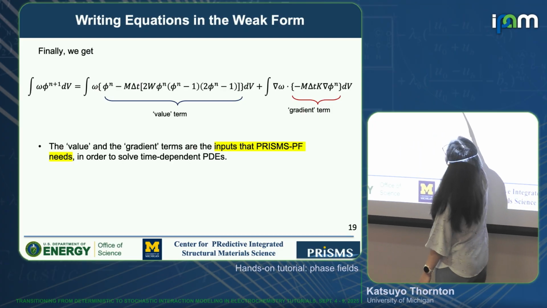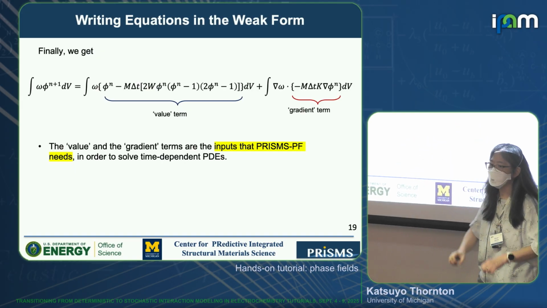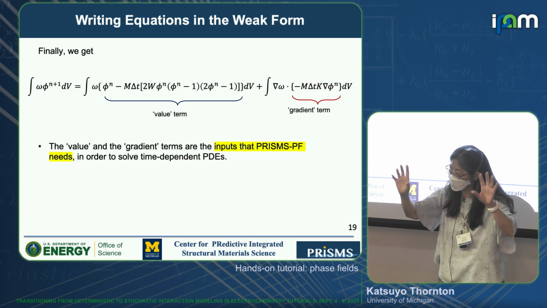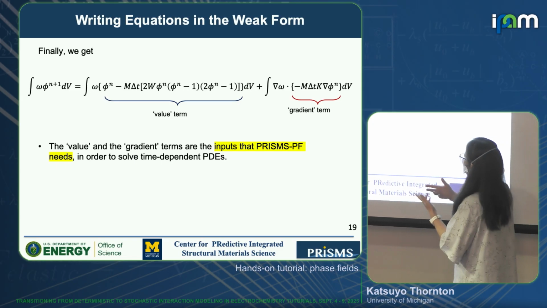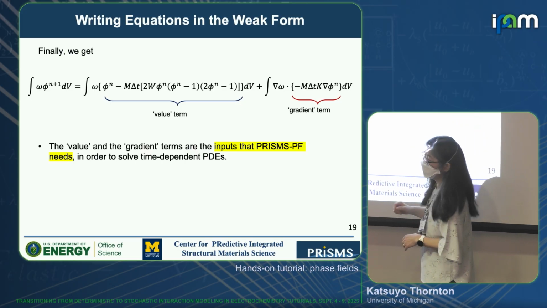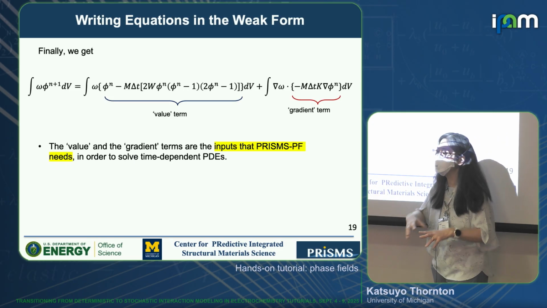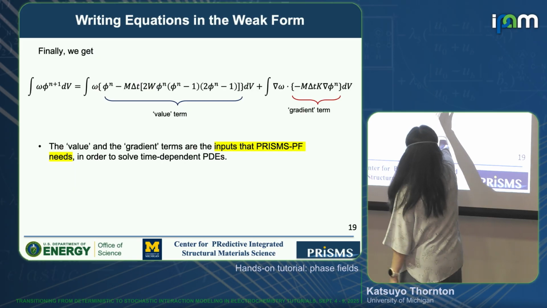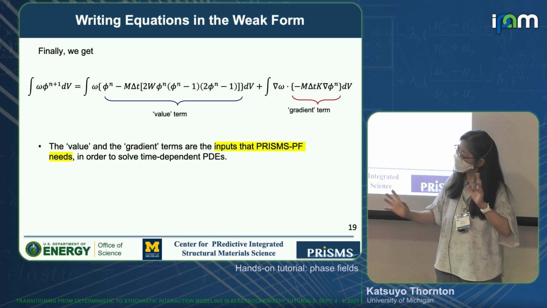This part that multiplies the test function is called the value term, and that becomes something that you type into the equation.cc file of PRISMS-PF. This part that multiplies the grad test function is called the gradient term, and that goes into another part of the equation.cc. So these are the inputs that go into PRISMS-PF, and that's really what you have to do.